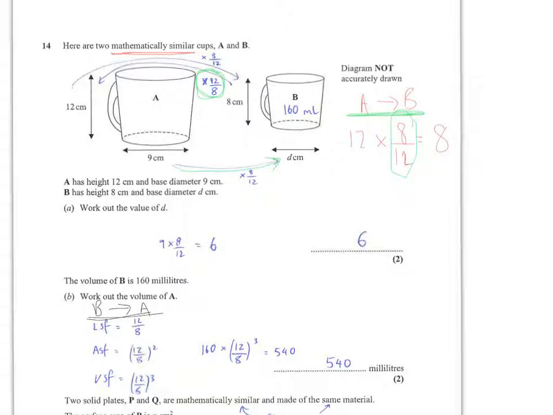Now we're considering volume in this question. I want to work out the volume of A. So I take the volume of B, which is 160, and I times by my volume scale factor, so timesing by 12 over 8 cubed. Typing this into your calculator gives you a result of 540 millilitres.